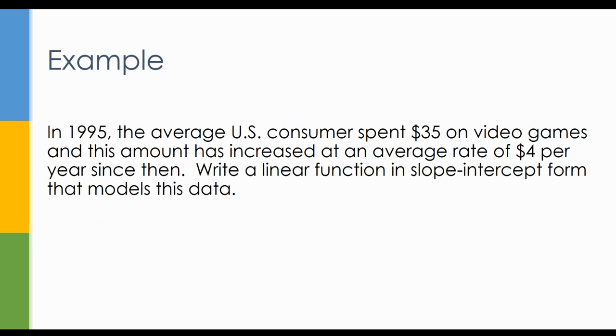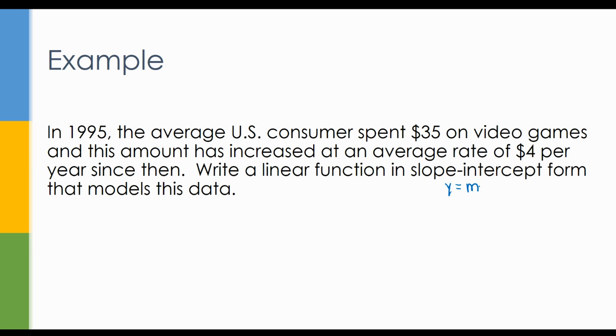All right, let's look at some application problems. It says in 1995, the average U.S. consumer spent $35 on video games, and this amount has increased at an average rate of $4 per year since then. We want to write a linear function in slope-intercept form that models this data.